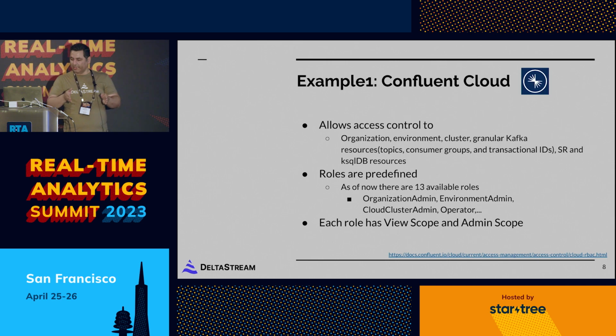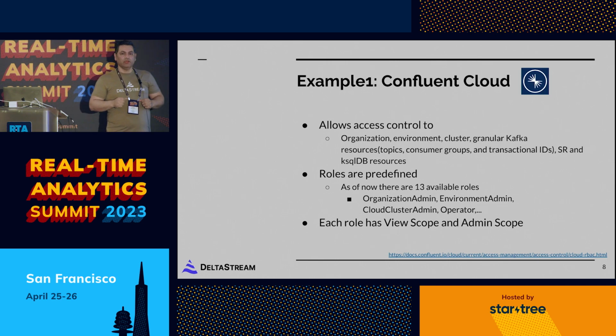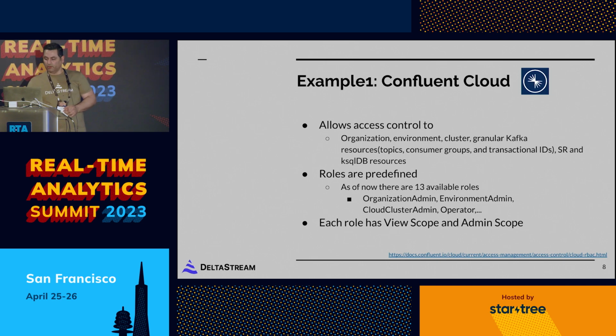Each role also has a view scope and an admin scope. As the name suggests, with view scope, you can just see things. With admin, you can make changes. So yeah, this is an example of how things are in Confluent Cloud.